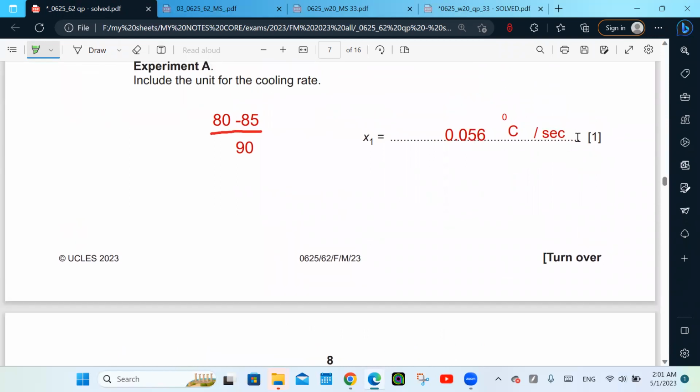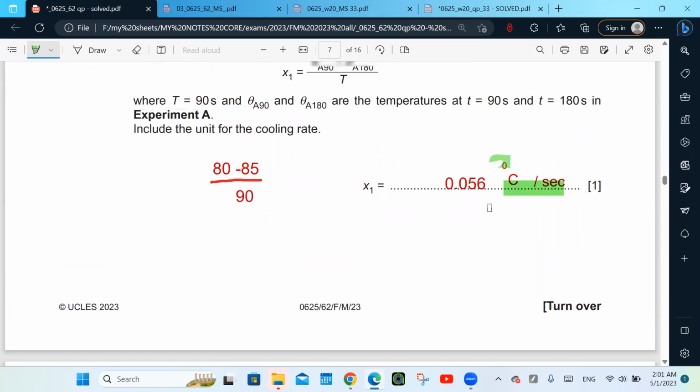Be careful here. You will not get the mark if you don't know this unit, because this is very important in the exam for the examiner. He should know whether you understand how you can relate the physical quantities to each other.